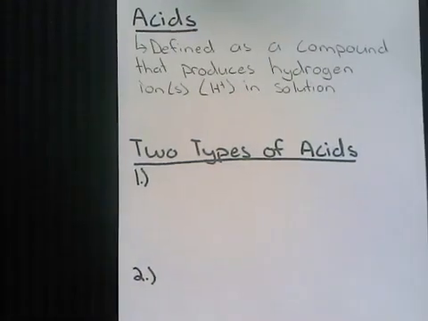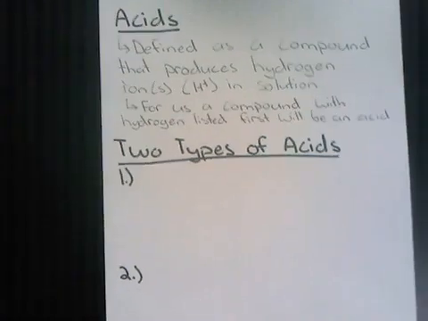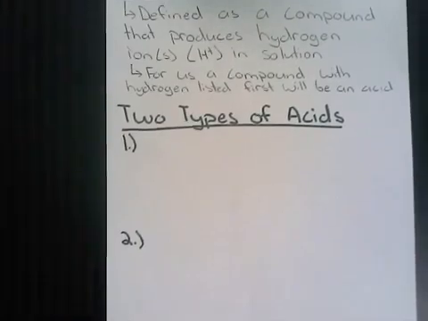And to keep it simple, what we're going to do here is that any compound that we see with hydrogen listed first, we are going to utilize the acid naming protocol and the acid formula writing. So again, as we have hydrogen listed first, that's going to indicate that we have an acid. There are two types of acids.